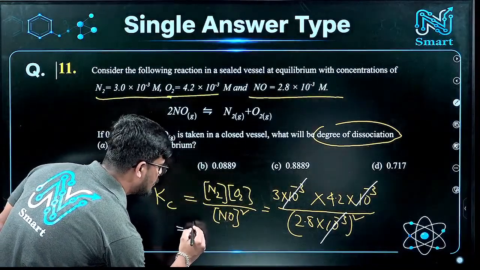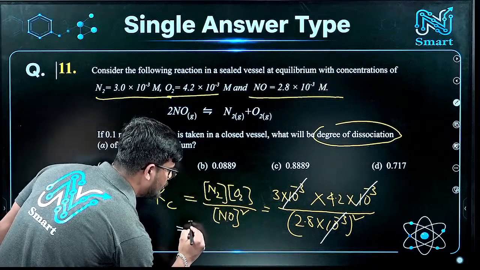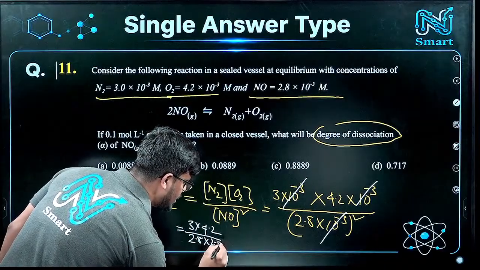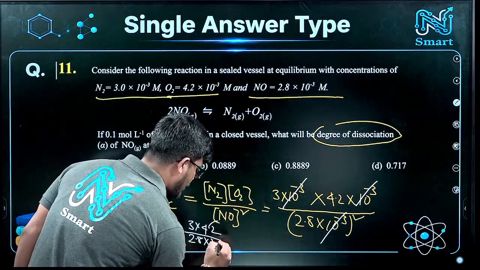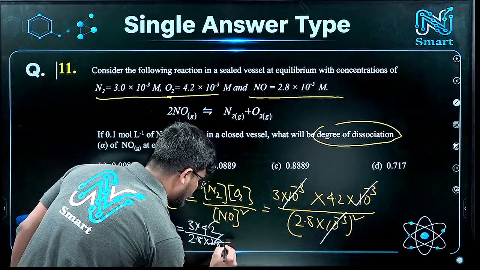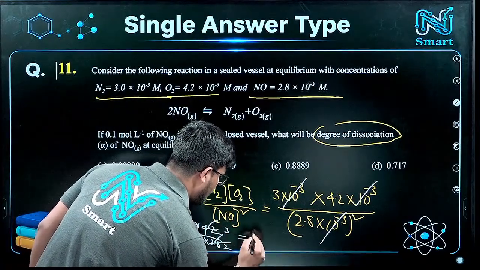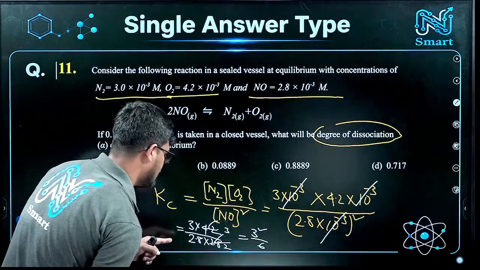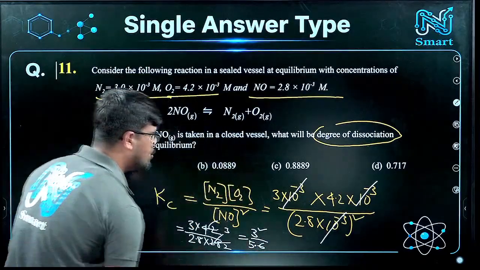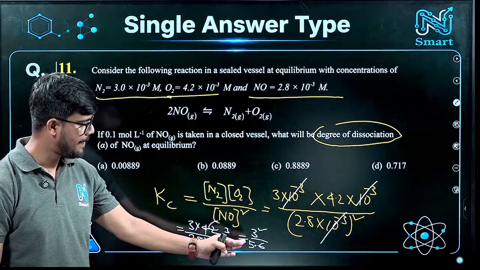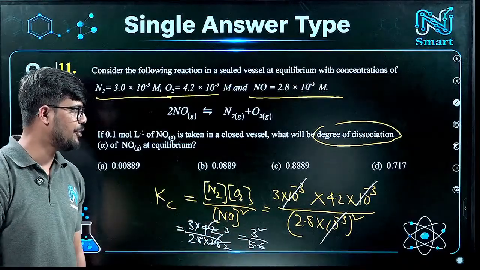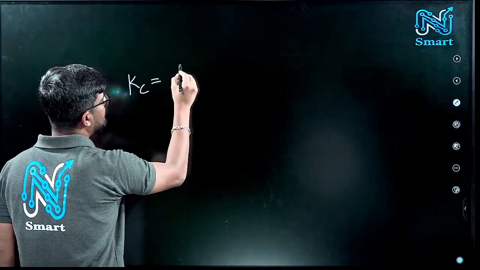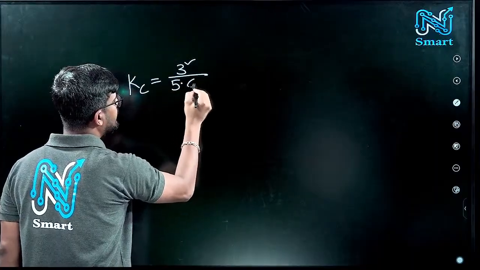So Kc is coming 3 into 4.2 divided by 2.8 into 2.8. Now 4.2 and 2.8, so can we do this? So 3 square divided by 5.6. Can we do this one? 3 square by 5.6. So Kc is coming 3 square by 5.6, correct? Kc is coming 3 square divided by 5.6.